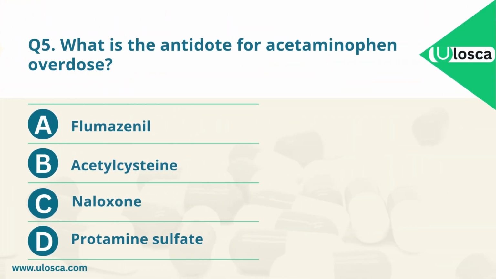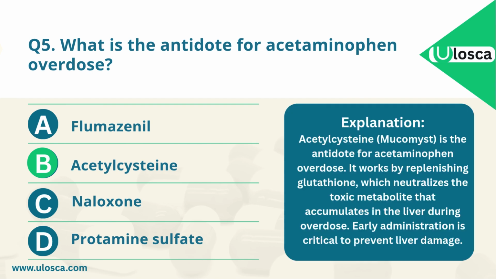The correct answer is B. Acetylcysteine. Explanation. Acetylcysteine is the antidote for acetaminophen overdose. It works by replenishing glutathione, which neutralizes the toxic metabolite that accumulates in the liver during overdose. Early administration is critical to prevent liver damage.